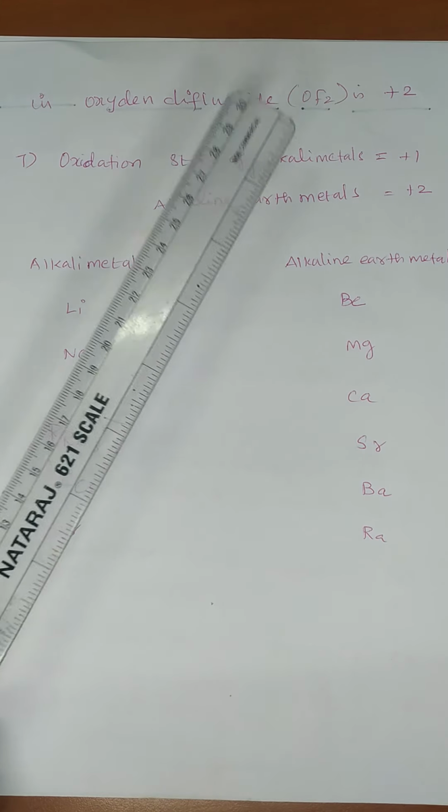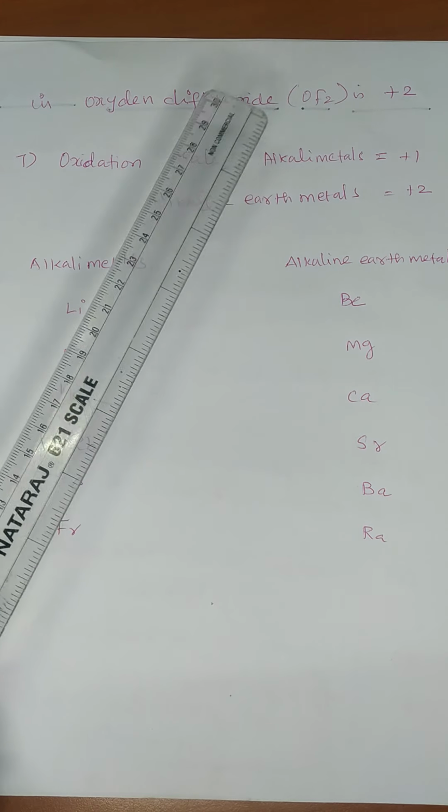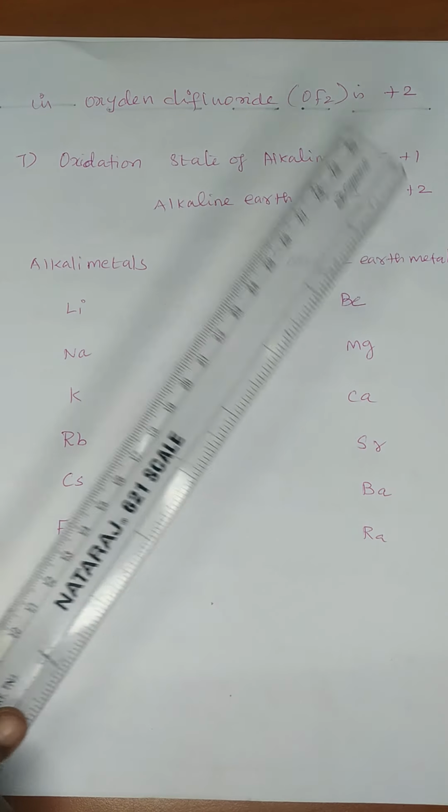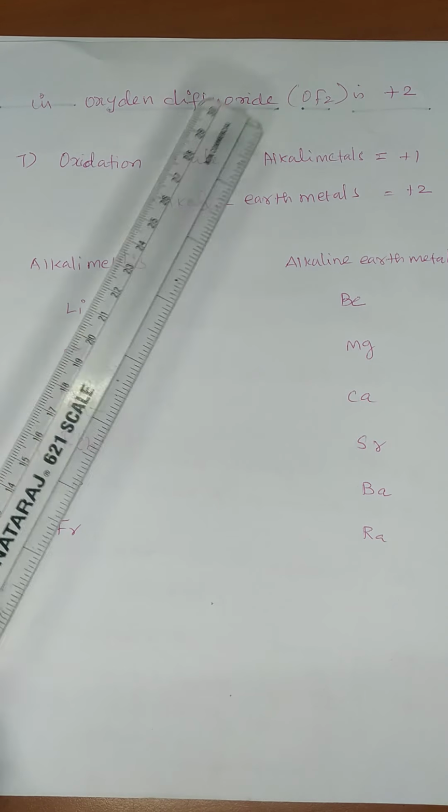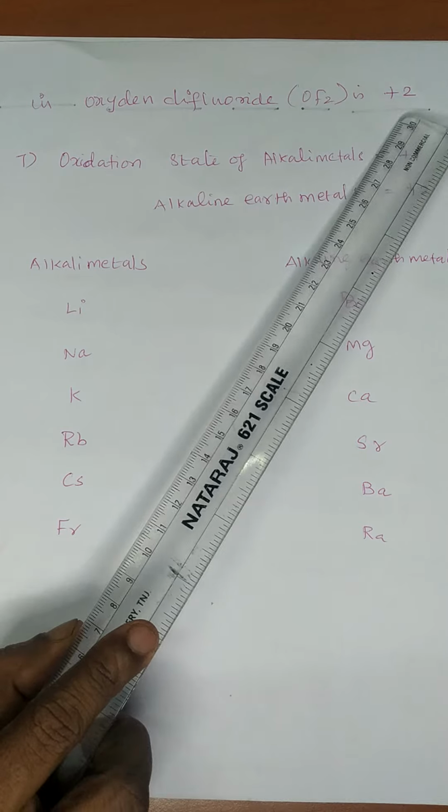Commonly, in most compounds it is -2. In peroxides it is -1. In superoxides it is -1/2. In oxygen difluoride, the oxidation number of oxygen is +2.